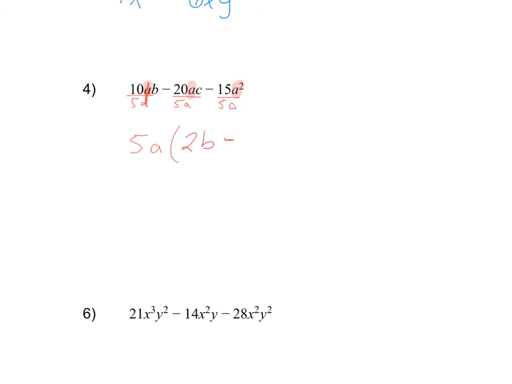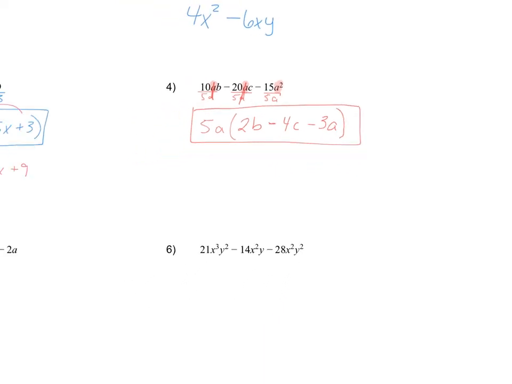Minus 20 divided by 5 is 4. Again, the a's cancel out, and I'm just left with c there. And lastly, 15 divided by 5 is 3. A squared divided by a, remember that a has an exponent of 1, so I'm just left with 1a there. So here's my final expression.